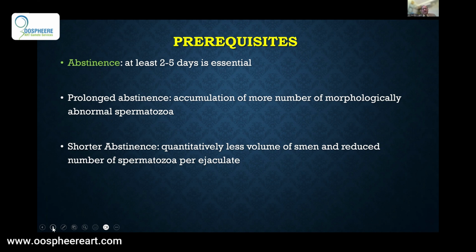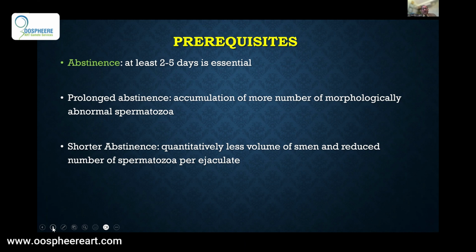So it is better you specifically tell the patient to follow 3 or 4 days of abstinence before the semen analysis. It is very important that you explain to them: first you ejaculate, then don't ejaculate for 4 days, and on the fifth day you visit the clinic. That's how the couple can plan a visit for semen collection.